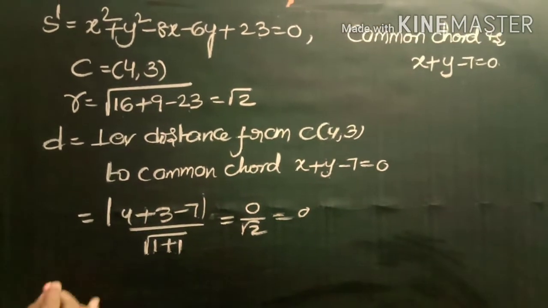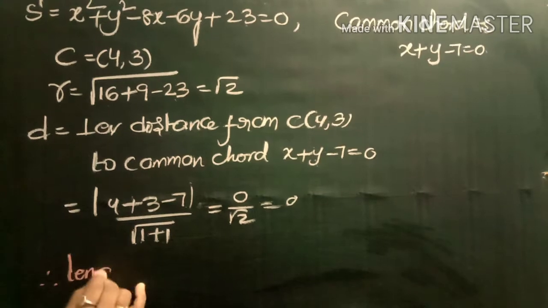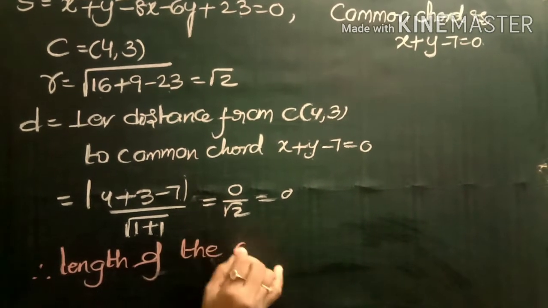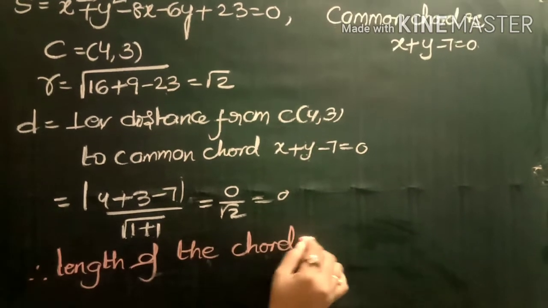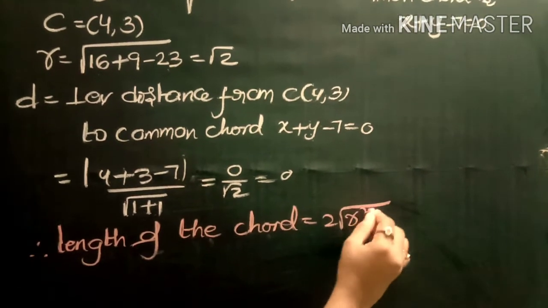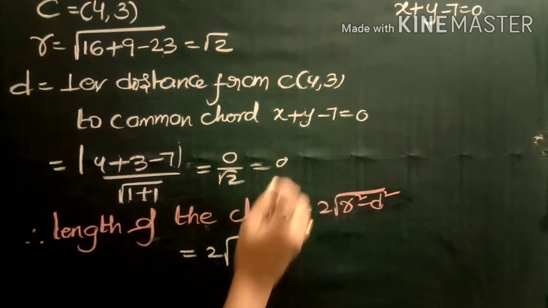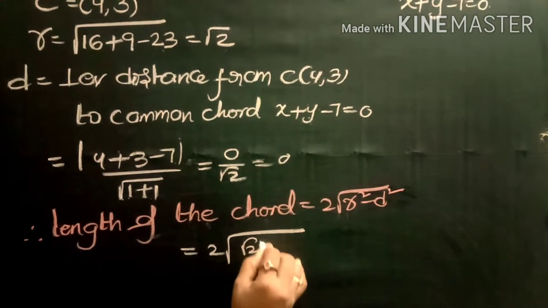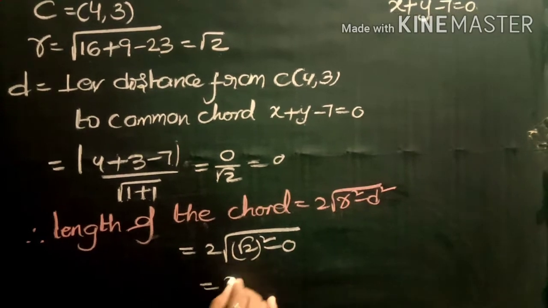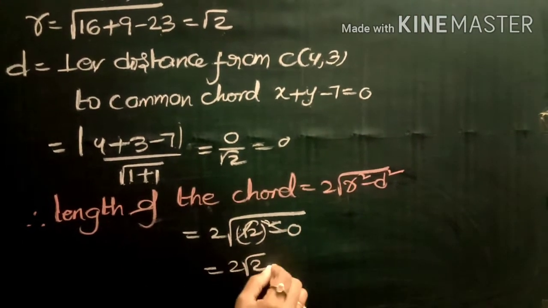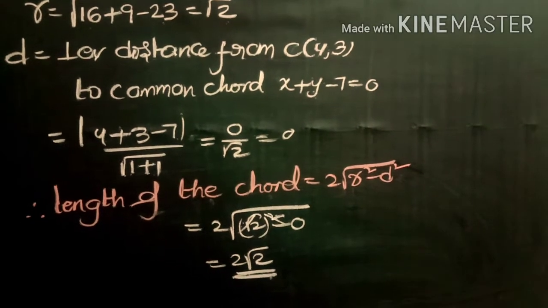Therefore the length of the chord is equal to, the formula is 2 root r square minus d square, and this is equal to 2 into square root of r value root 2 whole square minus d value 0, which implies 2 root 2, since square and root get cancelled. So 2 root 2 is the length of the chord.